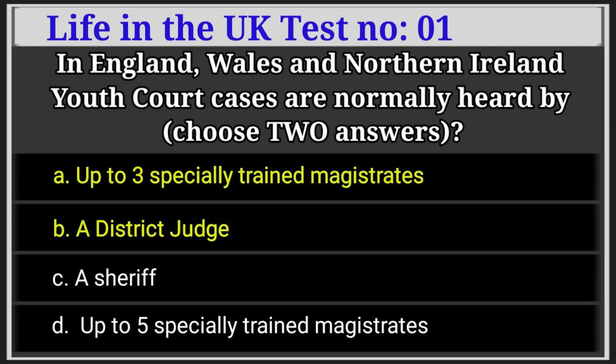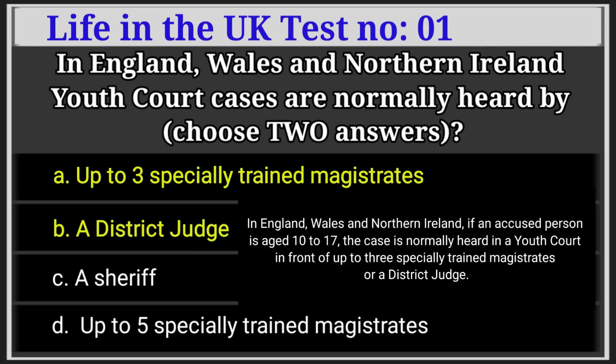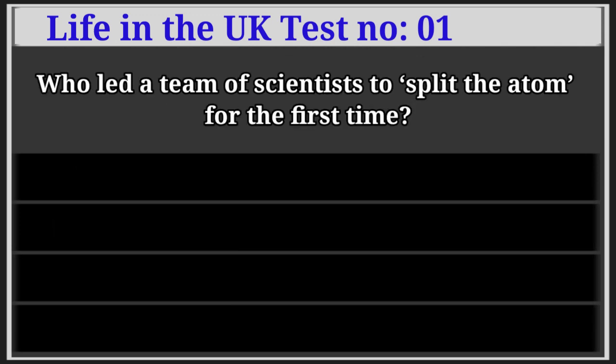B. A district judge. In England, Wales and Northern Ireland, if an accused person is aged 10 to 17, the case is normally heard in a youth court in front of up to 3 specially trained magistrates or a district judge.